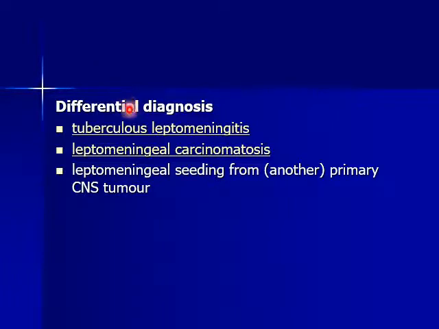Of course, this is the differential diagnosis: tuberculous meningitis and leptomeningeal carcinomatosis, and this is much more common. Okay, but this tumor, which is diffuse leptomeningeal glioneuronal tumor, is much more rare and recently described in the WHO classification.